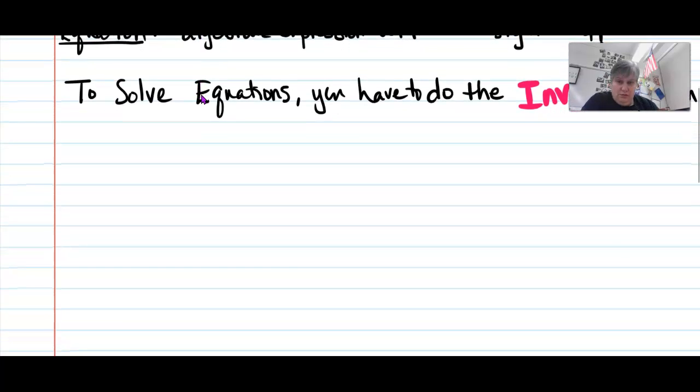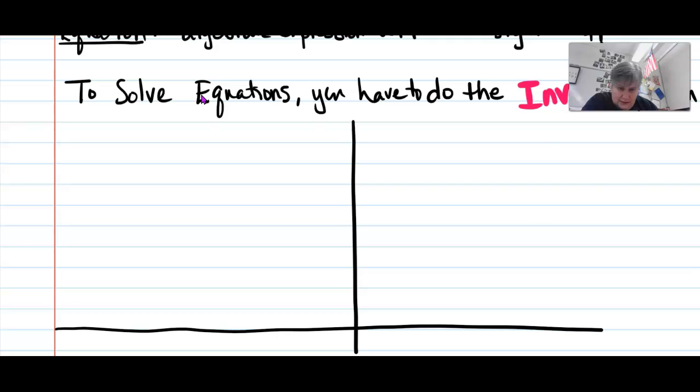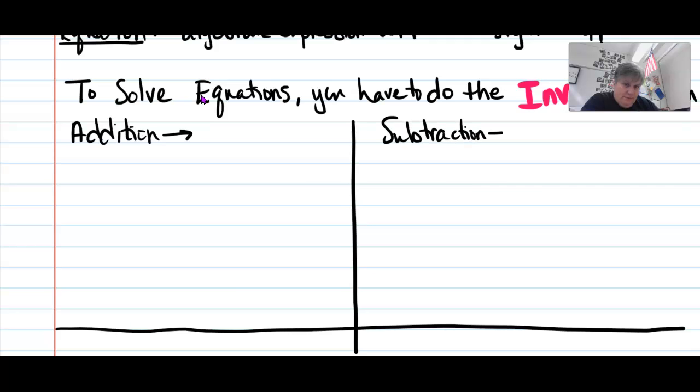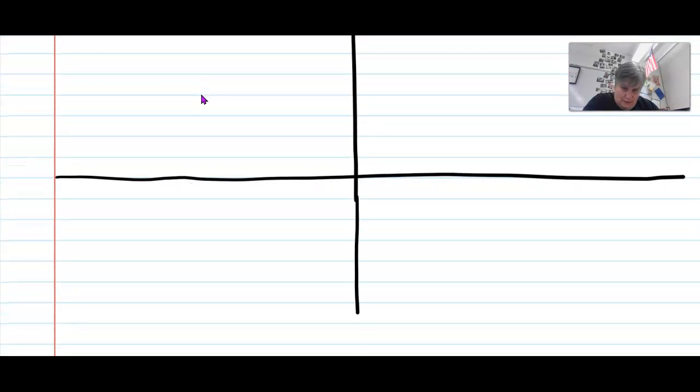Now what I want you to do, looking at your notes, is make this right here about that many lines. There are a couple of different things. We have addition, we have subtraction, and then you have multiplication and division. Those are the four main operations.